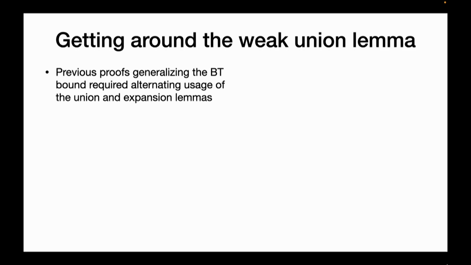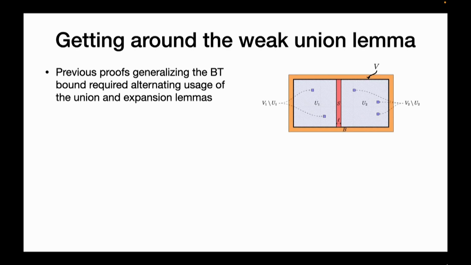So the previous proof generalizing the BT bound, which is the one that gives the trade-off between D and N only, required alternating usage of the union and expansion lemmas. What we really wanted to show was that the whole set of qubits was correctable. If the whole set of qubits is correctable, then B has size 0, which means the dimension cannot be any greater than 0, which contradicts the assumption that our code is non-trivial.